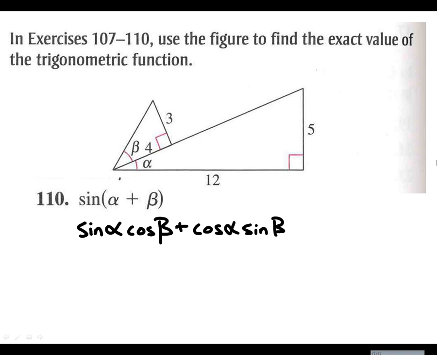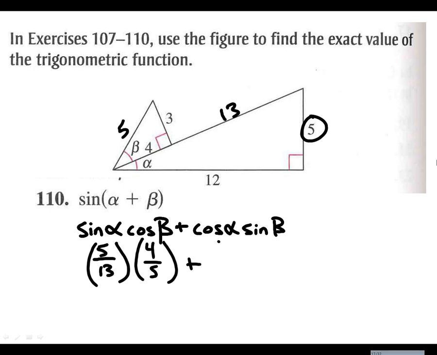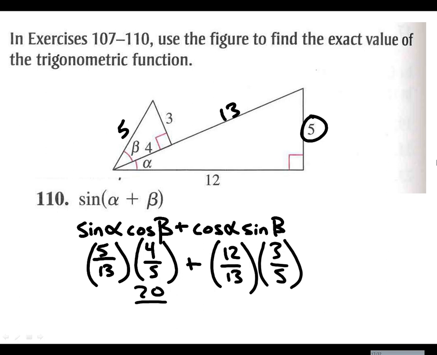Let's look at alpha. The sine is the opposite over the hypotenuse, the 5, 12, 13 triangle. So 5/13. The cosine of beta, 3, 4, 5 right triangle, 4/5. Plus the cosine of alpha is going to be 12/13. And the sine of beta is going to be 3/5. So as we work our way through here, we get 20 over 65 and another 36 over 65. So our final answer is 56/65.